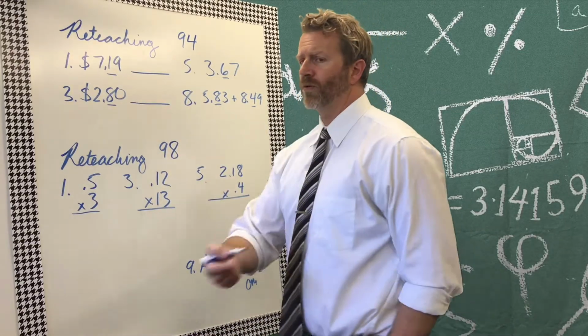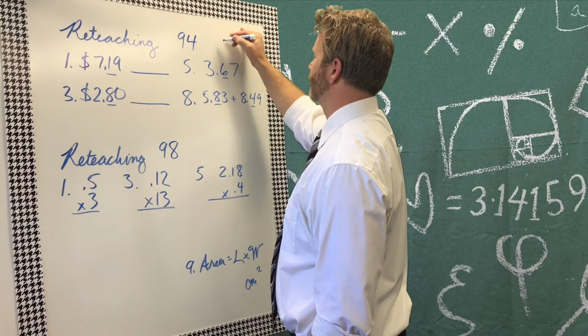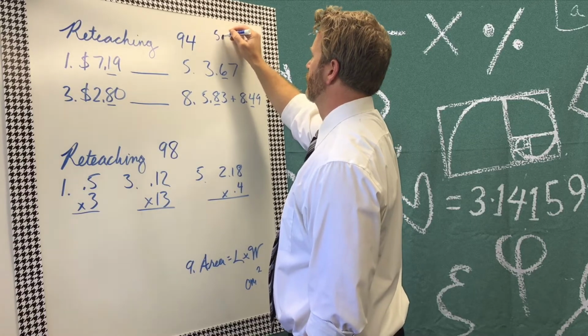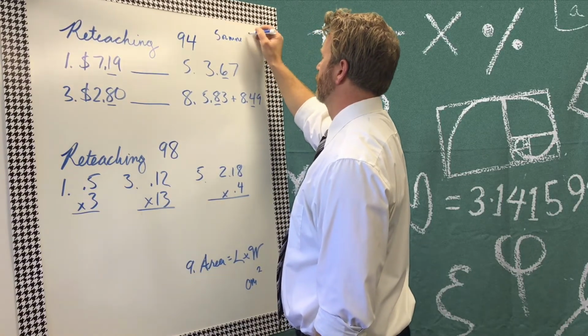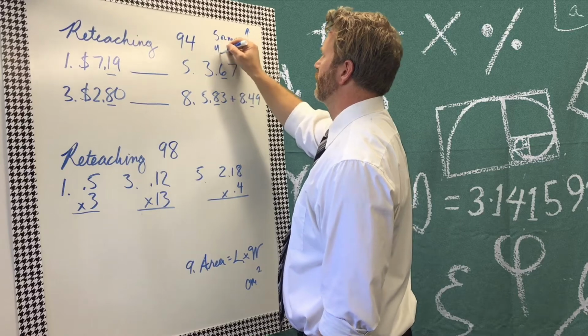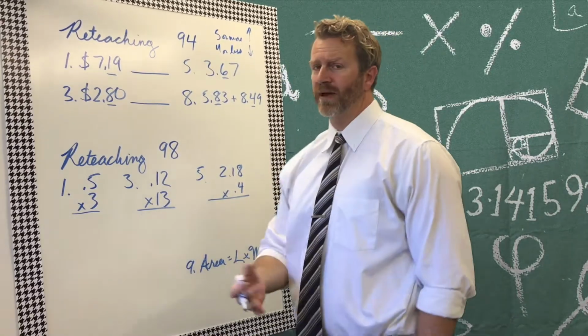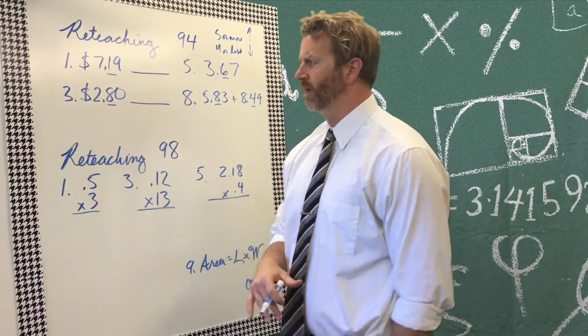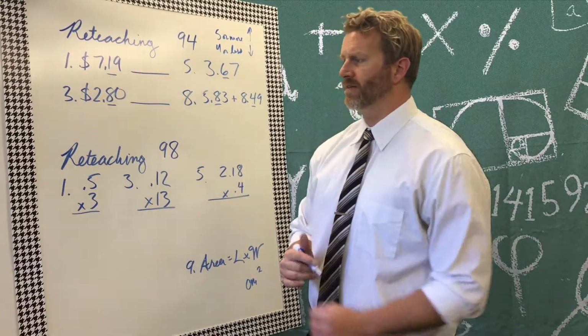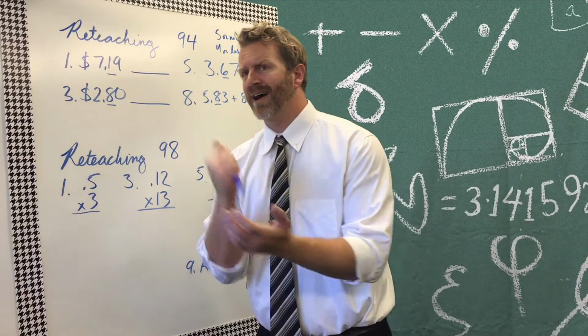Now remember our rule for rounding. If it's 5 or more, we're going to up that score. 4 or less, we're going to let it rest. So we're going to take it back down to the base number, the original number out front. So let's look at this, 7.19.